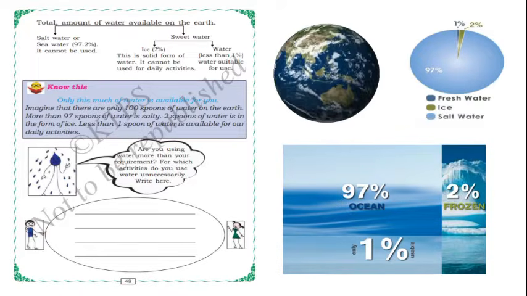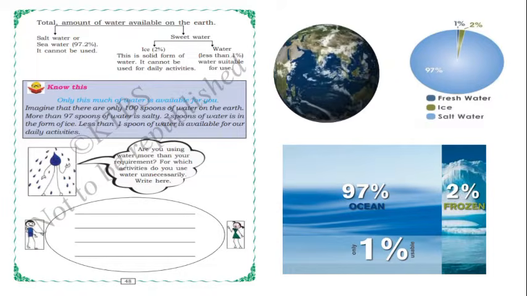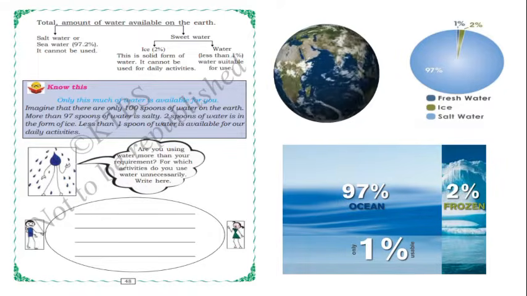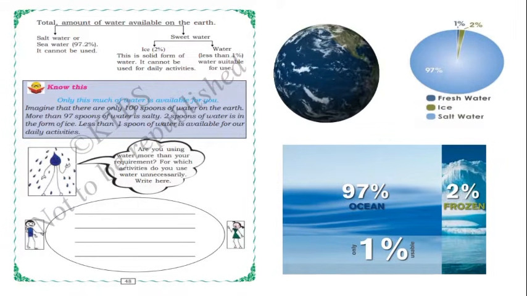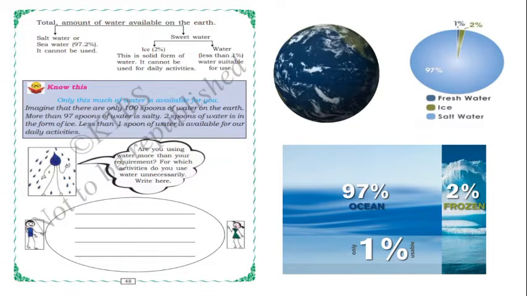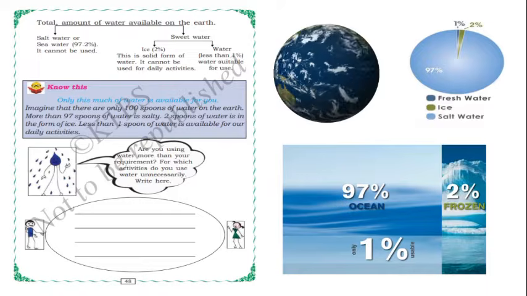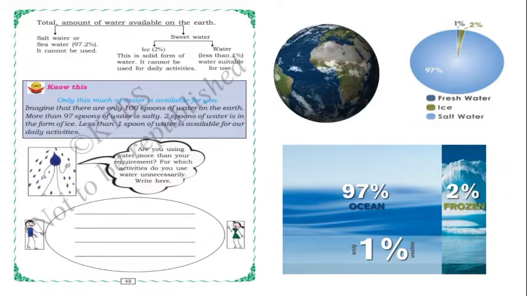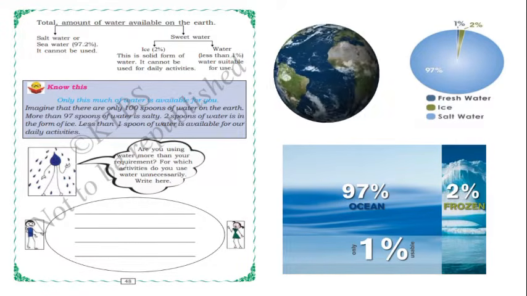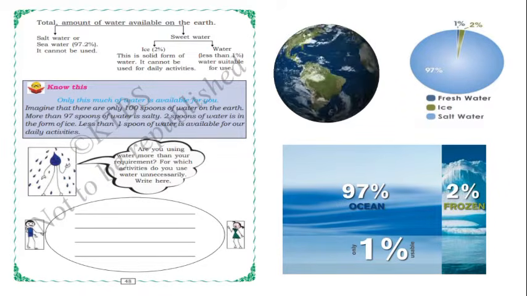It is 97.2%. Okay, how much? 97.2%. And it cannot be used. Why? Because it is salt water, isn't it? Have you ever seen sea water, children? Yes, it will be salty only. How can we use salt water for drinking, for cooking, for many purposes we use water, but we can't use salt water, isn't it? So it is 97.2%, and this salt water cannot be used.